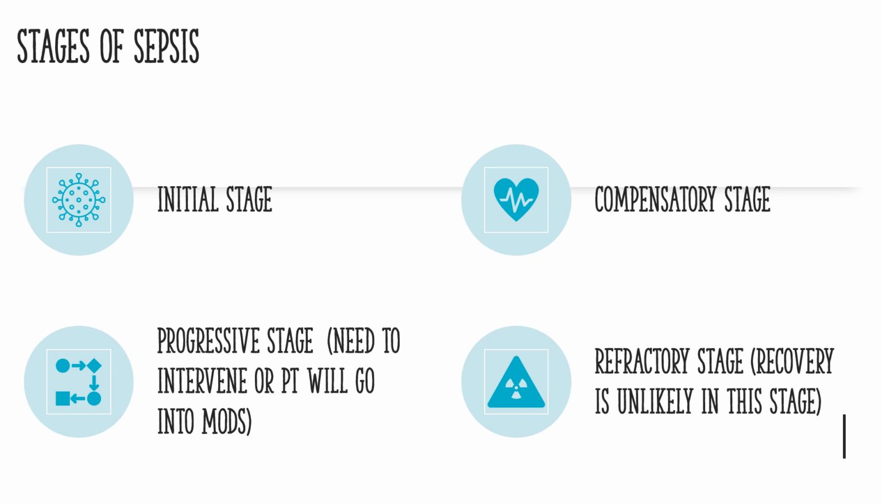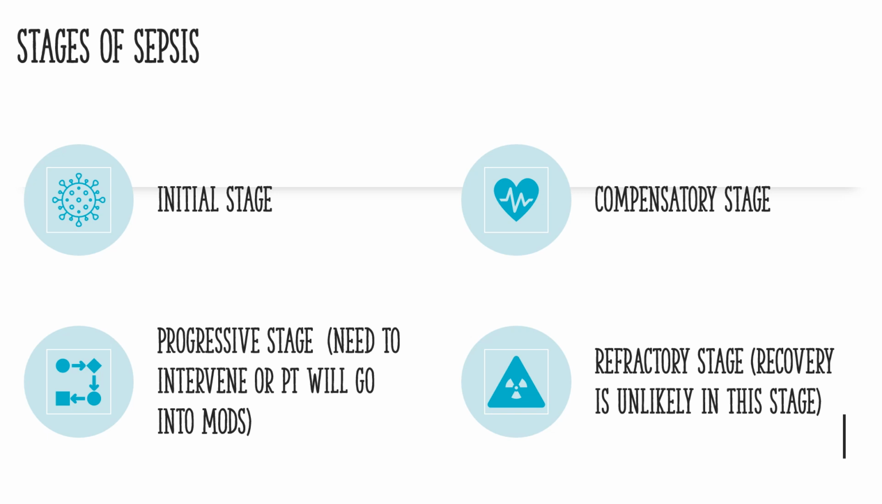In the compensatory stage, the body activates neural, hormonal, and biochemical mechanisms to overcome that anaerobic metabolism. Early shock will begin. The patient will start to show signs of increased oxygen demand, supply issues, decreased cardiac output, narrowed pulse pressure.